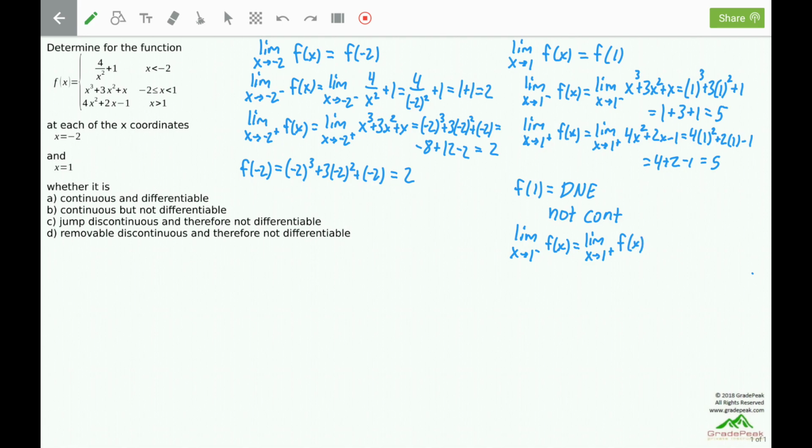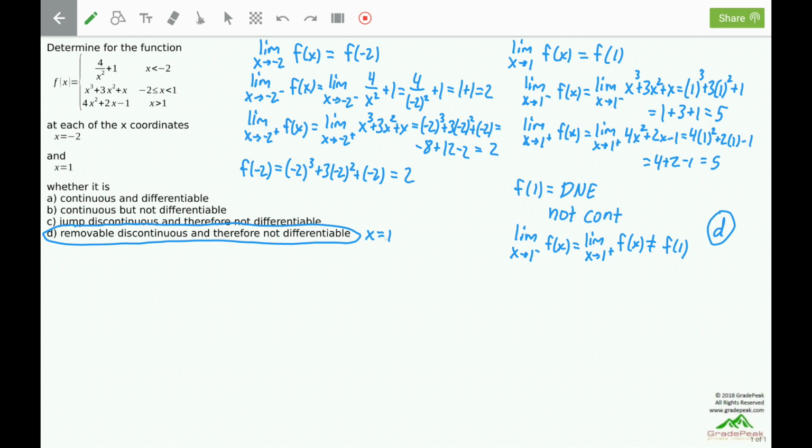but neither of these equal f of 1, which is the exact situation that we call a removable discontinuity. So for the x-coordinate of 1, we have situation D. We have the removable discontinuity, and therefore not differentiable. You have to be continuous to have a chance of being differentiable. So the x-coordinate of 1 gives us that situation.